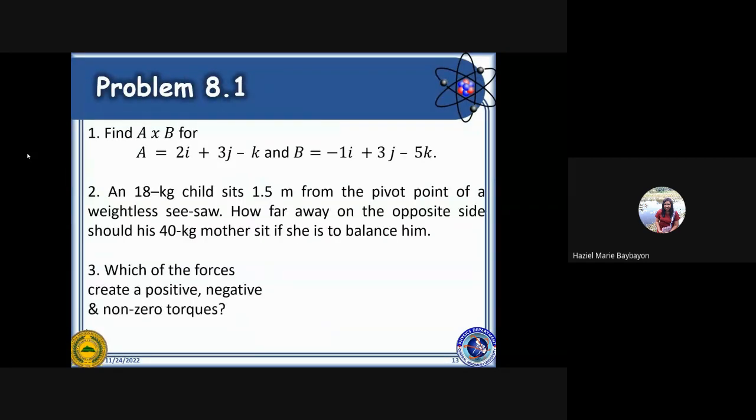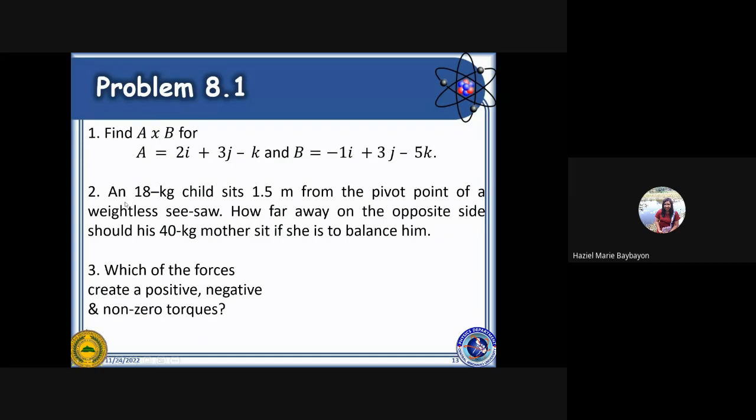Okay, so we have the first problem. This one you will be using in order to get A cross B. This is just a review of the cross product. So for A cross B, you will use the basket method to solve for this. Let's start with number 2.